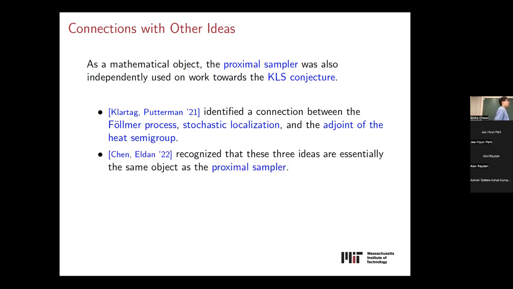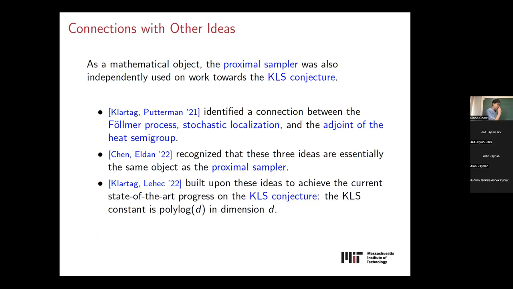Then, in this paper by Yuansi Chen and Ronen Eldan, this paper actually shows that these ideas are also essentially the same object as the proximal sampler, which is pretty funny. And using this, there is this very recent work by Klartag and Lehec, which makes breakthrough progress on the KLS conjecture. Now they show that the KLS constant is just polylogarithmic in the dimension d, which is very inspiring progress on this problem.